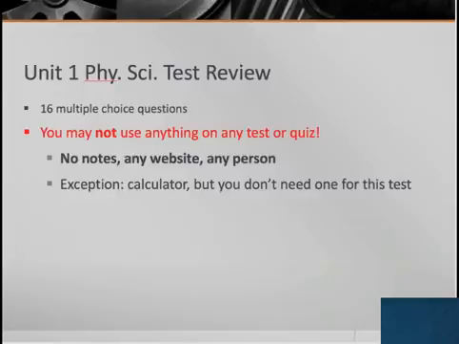Hello scientists, we're going to go over a few questions for the Unit 1 test so that you can review and be ready to take the test. Here we go. Just to be clear, you may not use anything on the test or quiz. No notes, no websites, no people. You don't need a calculator for this test.